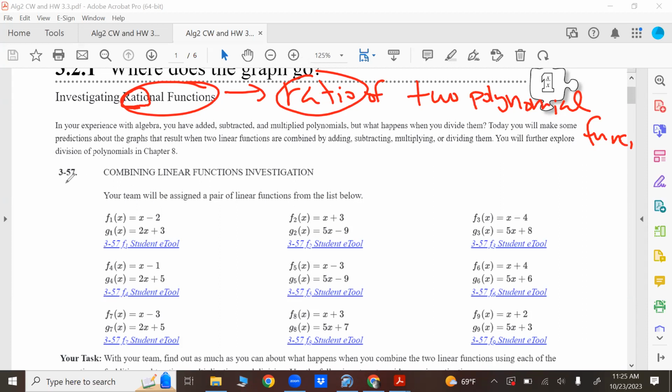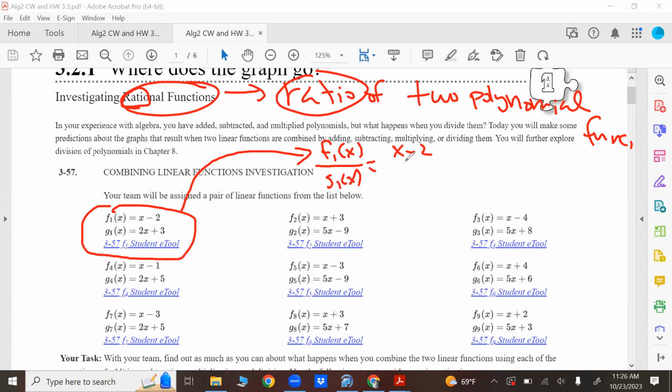So it's a ratio of two polynomial functions. For example, I'm going to work out this set here with you guys, and then I'm going to have you guys in your groups work out the other sets. So if I were to do f1 of x divided by g1 of x, you have x minus 2 over 2x plus 3. That is a rational function. Because think about it.